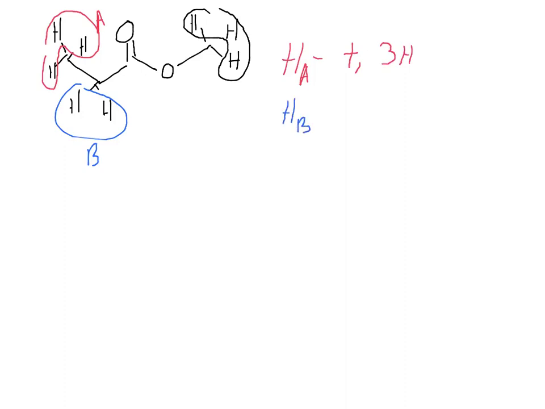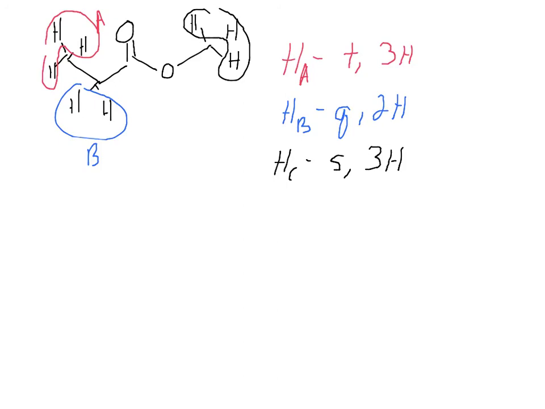HB, how is HB going to be split? What's it going to look like? Quartet. How many hydrogens should HB be worth relative to HA? It should be a 2 to 3 ratio, right? Then finally, HC. How many nearest neighbors does HC have? None, so it'll be a singlet, not split at all. And how many hydrogens will it be worth relative to A and B? 3. Good.